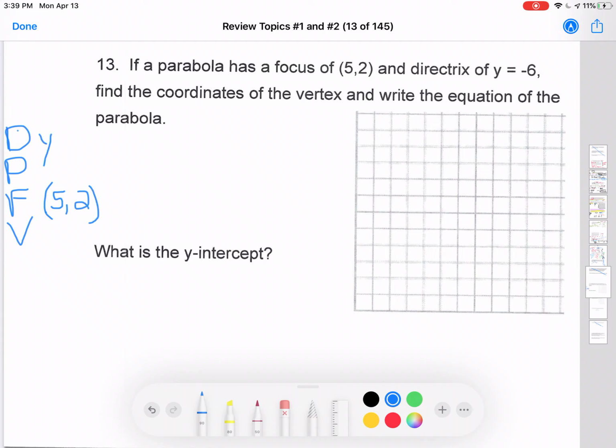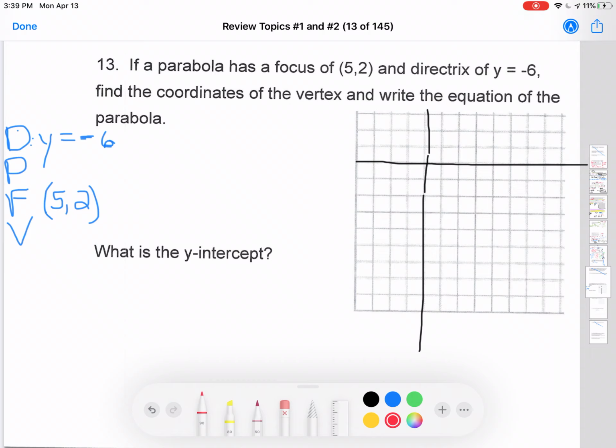Okay, so the focus, they're telling me, is 5, 2. The directrix, remember that's going to be a horizontal line, is y equals negative 6. So we're going to graph those two things to begin with. So you need to figure out where to put your axes. Don't just plop them in the middle. But if I need to graph y equals negative 6, I know that I need to move this pretty high up. And then 5, 2, it looks like I'm on the right, so I'm probably going to make my axes here.